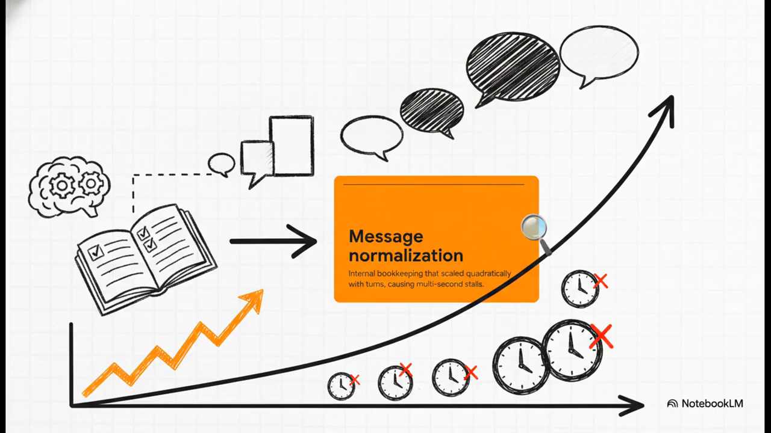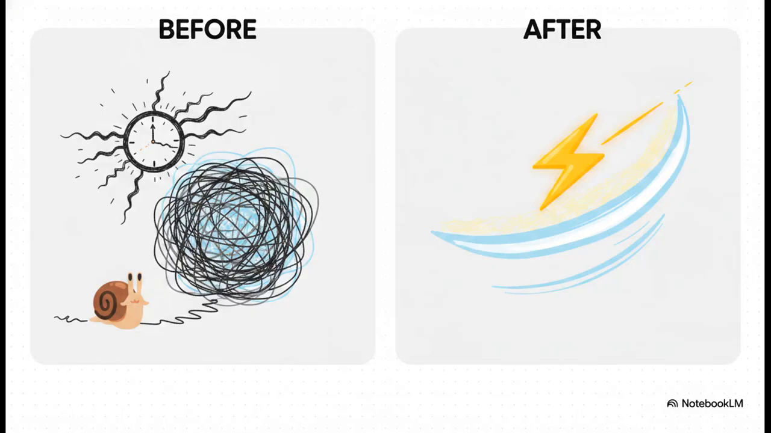To put that in perspective, it's like trying to reread an entire 1,000-page novel from page 1, just so you can write the very next sentence. It was doing all this massive redundant math just to keep up with your chat history. Before this update, you had to deal with that quadratic scaling, causing those brutal, multi-second stalls right when you were deepest into a complex architecture problem.